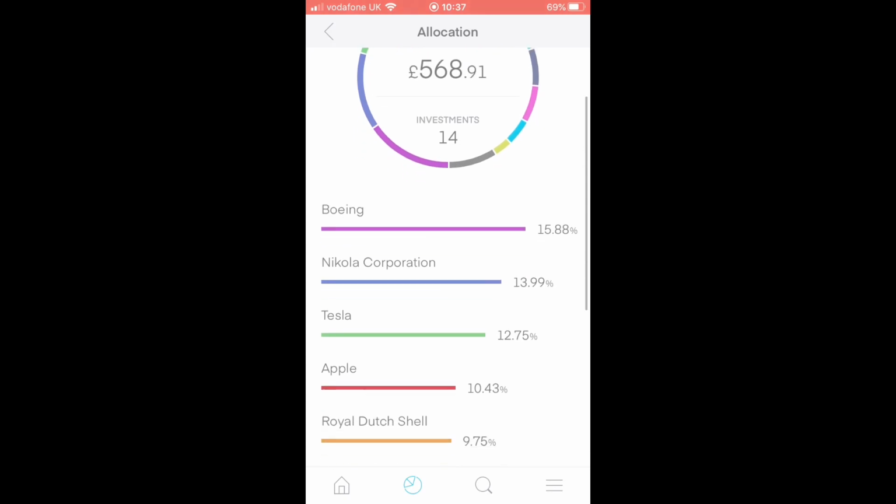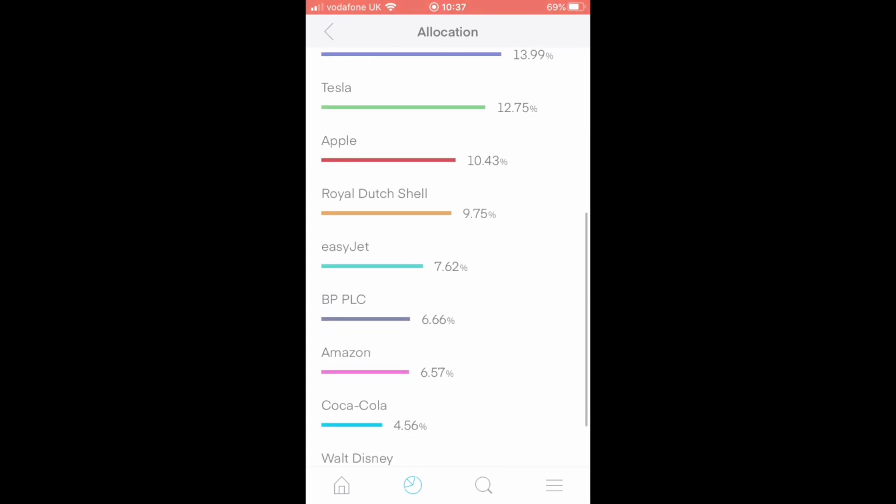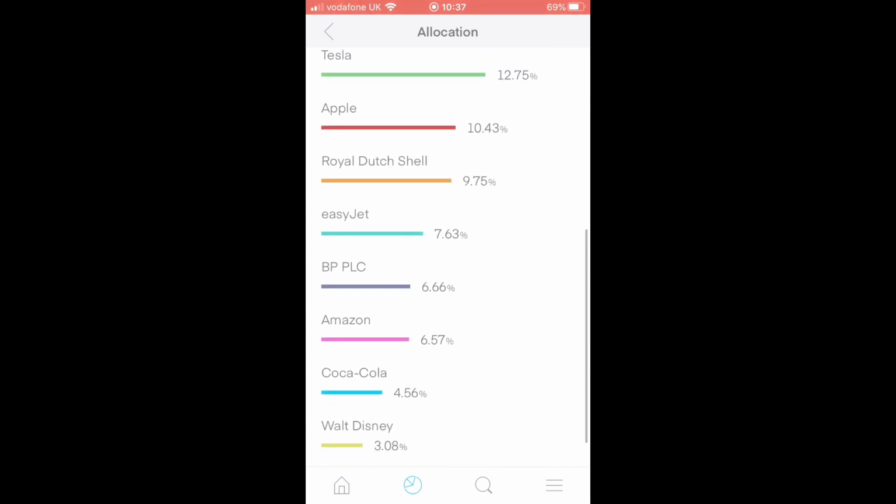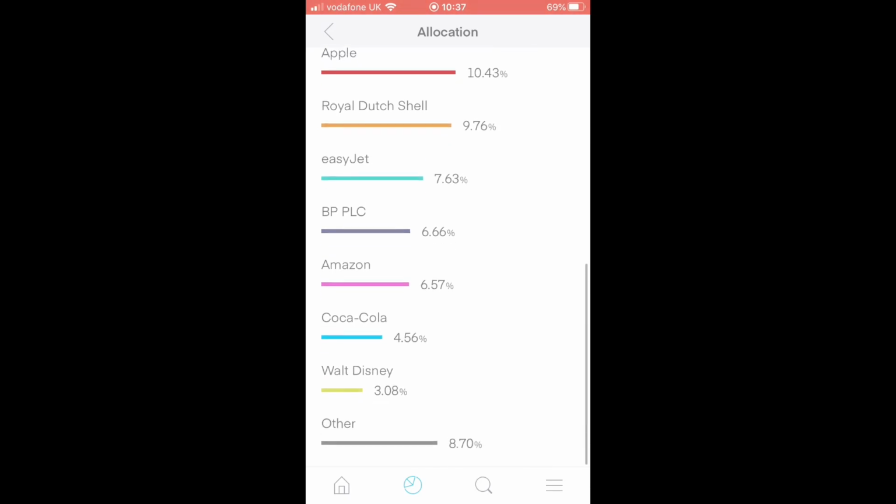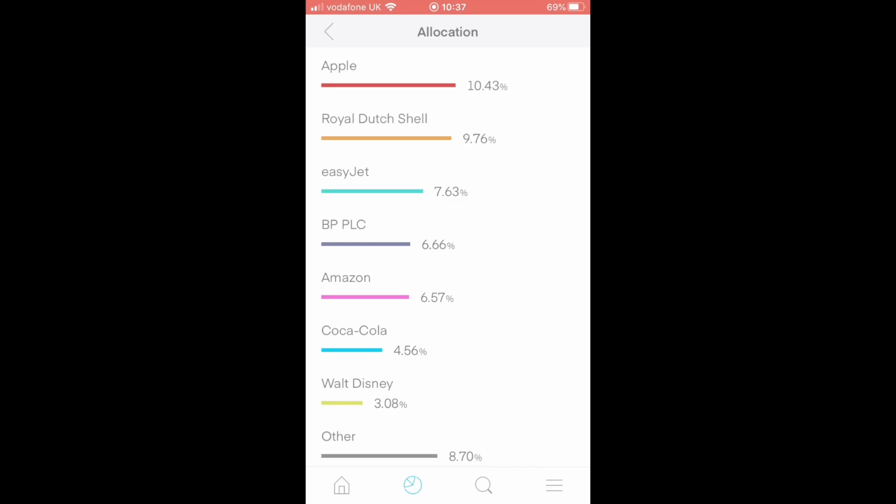If you scroll down a little further, you'll be able to see that Apple, Royal Dutch Shell and EasyJet make up around 27% of my portfolio in all. BP, Amazon, Coca-Cola and Walt Disney make up a smaller percentage, and then the small amount of other shares makes up around 8.7% of my portfolio.